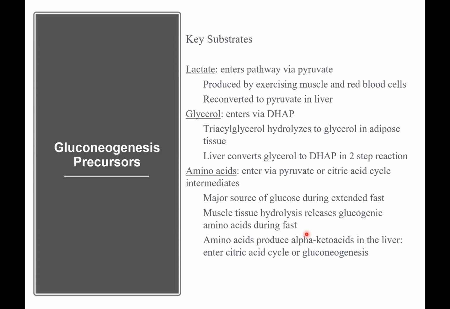These glucogenic amino acids can produce alpha keto acids. Well, there's ketogenic amino acids as well. And we're going to talk about ketone bodies and things. But the main point here, really, to boil it down, is that lactate, glycerol, and certain amino acids are sources for gluconeogenesis.